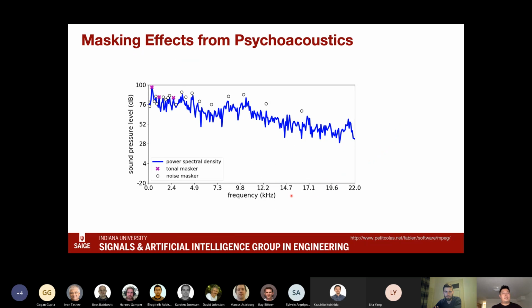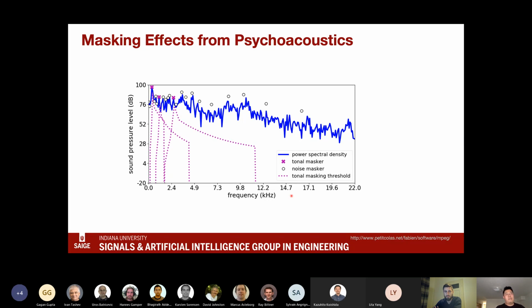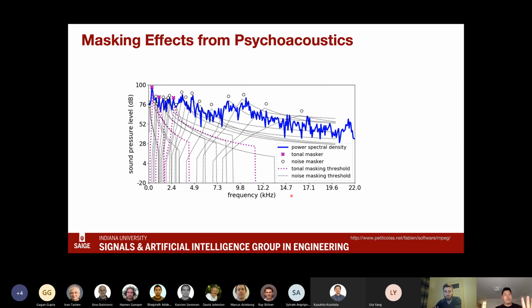Inspired by this psychoacoustics, we implement the psychoacoustic model in Python. The model detects the tonal masker and the noise maskers, the corresponding masking curves, along with the absolute hearing threshold, which is this red dashed line. We could get a global masking threshold, which is this red hard line.